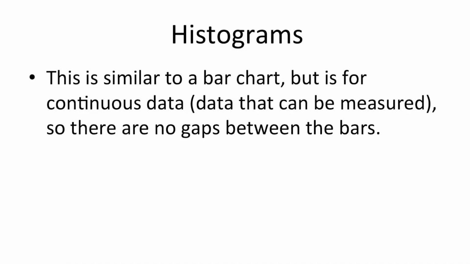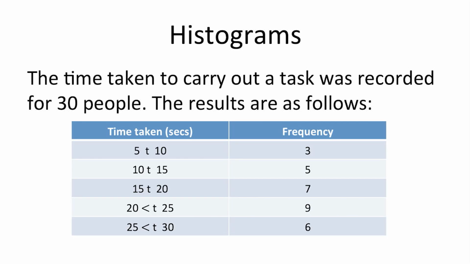Now, histograms are similar to bar charts, but we use histograms for continuous data, which you'll remember is data that can be measured. And so there are no gaps between the bars in histograms. If we take a look at this first example, it tells us that the time taken to carry out a task was recorded for 30 people, and the results are shown as follows. So between 5 and 10 seconds, there were 3 people, 10 to 15, there were 5 people, and so on. So we're going to plot a histogram for this data.